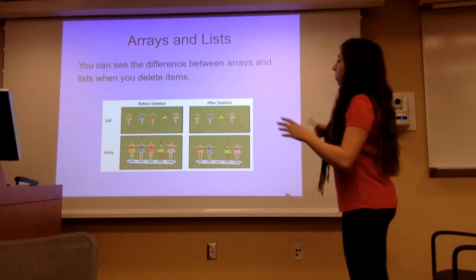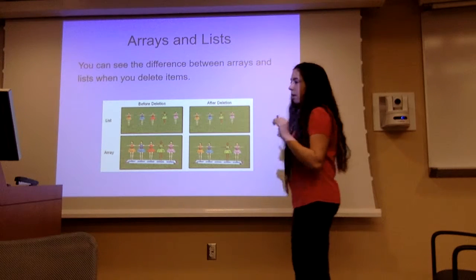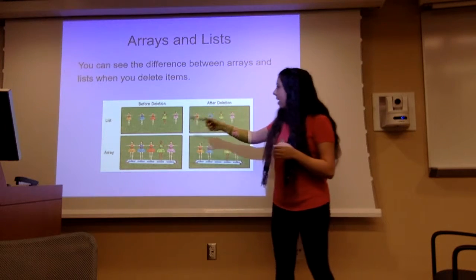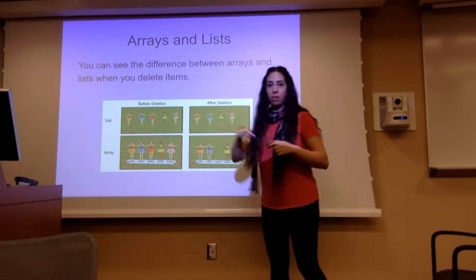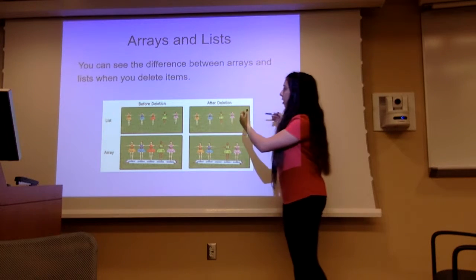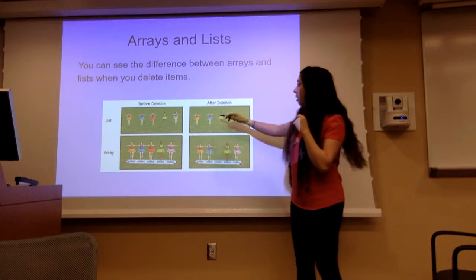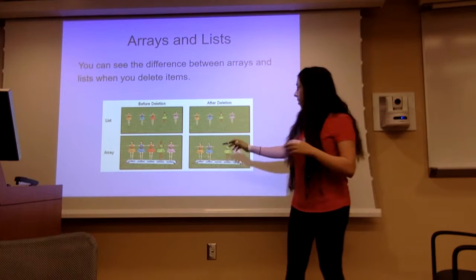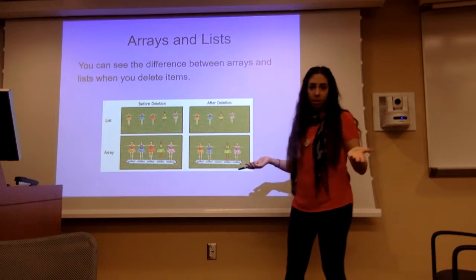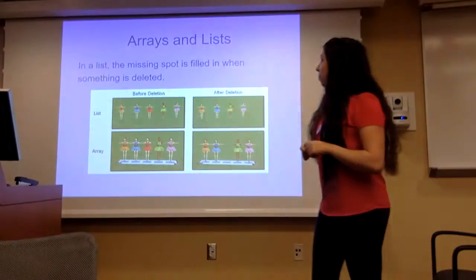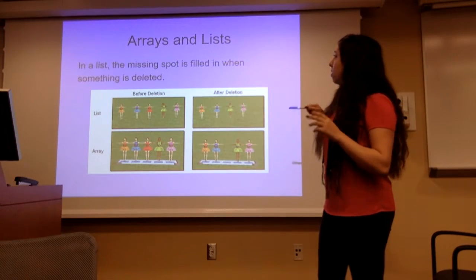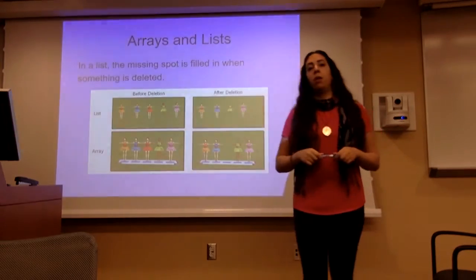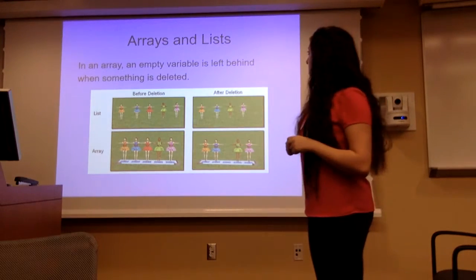Okay, so let's compare the two. The main basic comparison that I'm going to use here is, let's say we want to delete an item. If we delete an item from the list, let's say we delete the red dancer here, the others automatically point to the next one, so the blue dancer would point to the green one. Whereas in an array, if we delete the red dancer, the position that used to hold it is now empty. The missing spot is filled in the list, and that's not going to happen there. The empty variable is left behind.